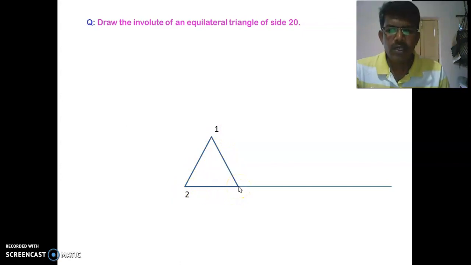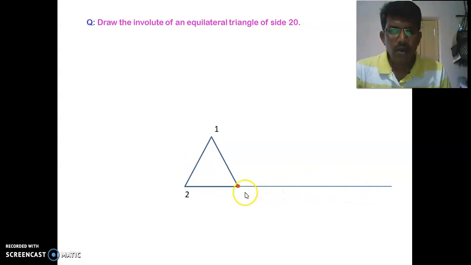Let us take this as point P. P to 1, 1 to 2, and 2 to 3. So what is the side of the triangle? 20. So 20 plus 20 plus 20, the total length of this line should be 60. Then this total length is divided into 3 equal parts, because we have 3 sides.